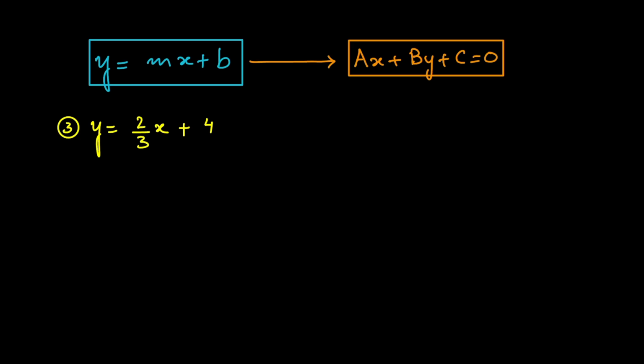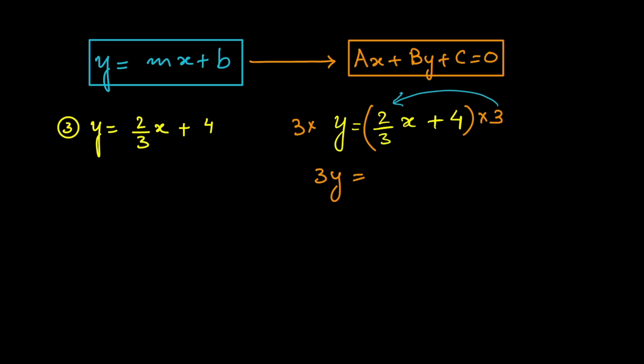Now example 3. So it is y is equal to 2/3 x plus 4. Sometimes we may have fractions as the coefficient initially. So for that, first we rewrite the equation, y is equal to 2/3 x plus 4. Now to get rid of the fraction, we first multiply by 3 on both sides, and here we get 3y equals, and then we distribute this 3, so 3 times 2 is 6, and 6 divided by 3 is 2x, and plus 4 times 3 is 12.